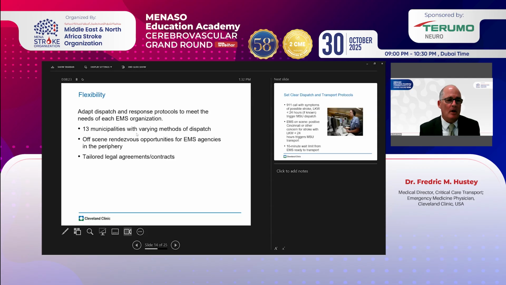And then we developed tailored legal agreements and contracts. And we did develop some rendezvous opportunities for some of these agencies that were further in the periphery, so that we could meet them halfway and initiate treatment much faster than if we were going all the way to meet them on the scene.